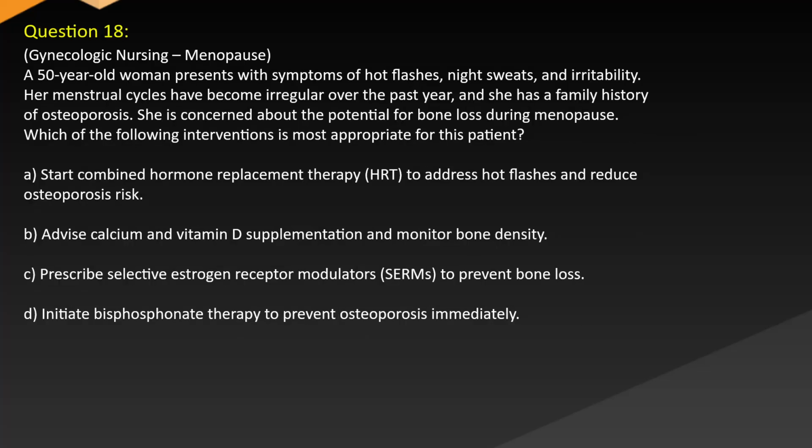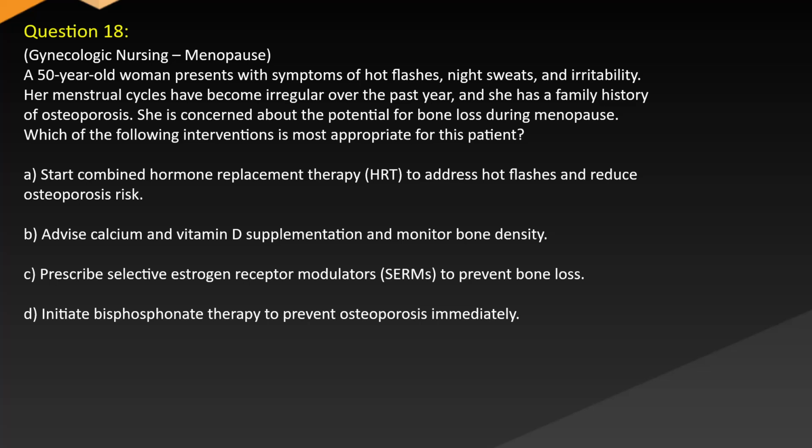Question 18. Gynecologic nursing. Menopause. A 50-year-old woman presents with symptoms of hot flashes, night sweats, and irritability. Her menstrual cycles have become irregular over the past year, and she has a family history of osteoporosis. She is concerned about the potential for bone loss during menopause. Which of the following interventions is most appropriate for this patient?